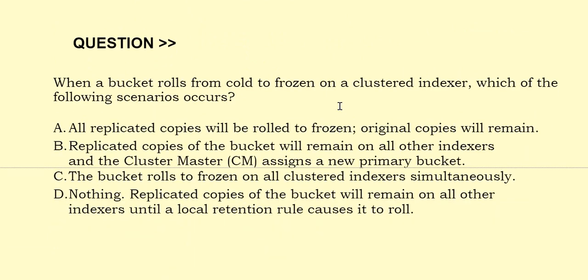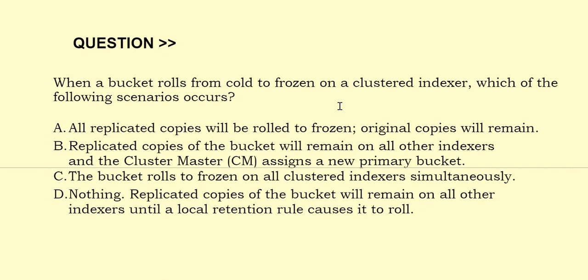When the bucket rolls from cold to frozen in a clustered indexer, which of the following scenarios occurs? Option A. All replicated copies will be rolled to frozen, original copies will remain. Option B. Replicated copies of the bucket will remain on all other indexers and the cluster master CM assigns a new primary bucket. Option C. The cluster rolls to frozen on all clustered indexers simultaneously.